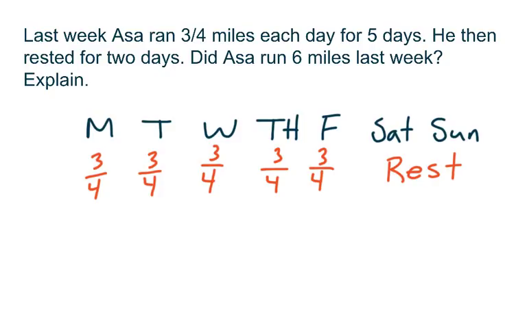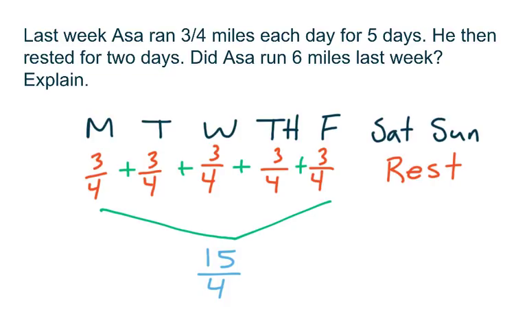Well, first we need to figure out what our total amount that Asa ran is. In order for us to do that, we have all of these 3/4, and all we need to do is add them together. So add all of your 3/4 together, and then what are you left with? We're left with 15/4, and we want to know if he ran 6 miles. So we need to take our 15/4, because right now it's a fraction greater than 1, and we need to turn it into a mixed number so that we can see if he ran at least 6 miles last week.